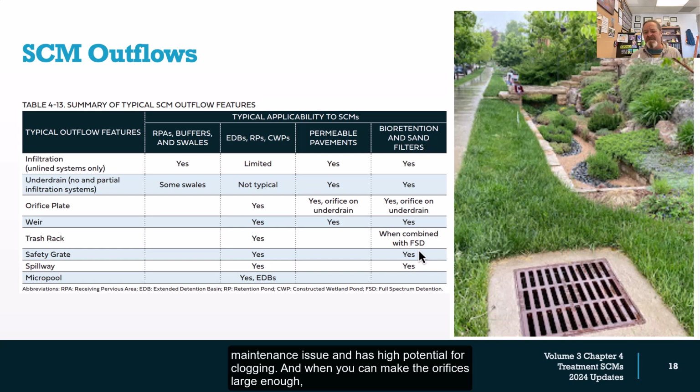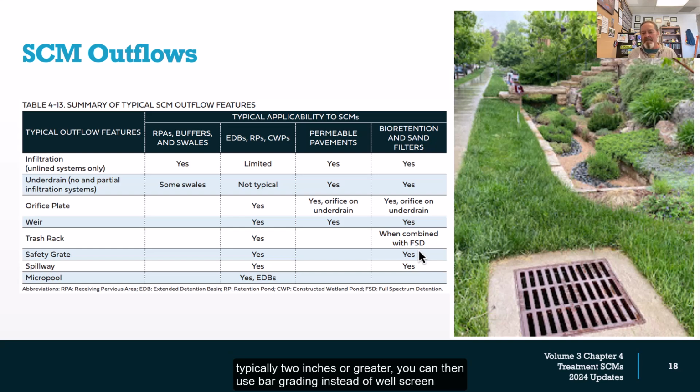And when you can make the orifices large enough, typically 2 inches or greater, you can then use bar grating instead of well screen, and that can significantly help reduce the clogging potential of outlets.